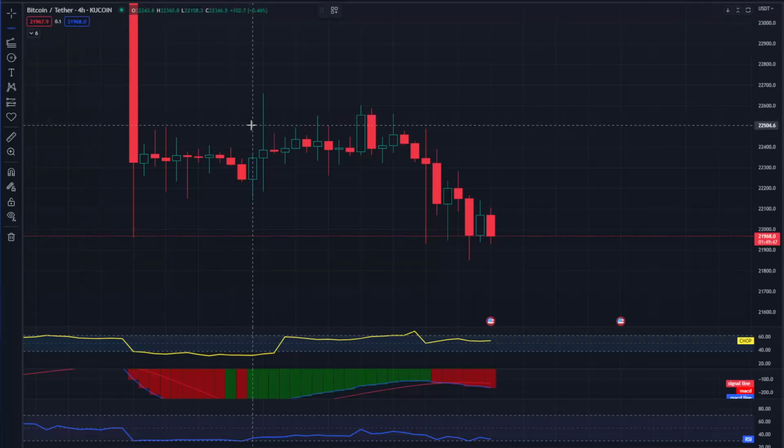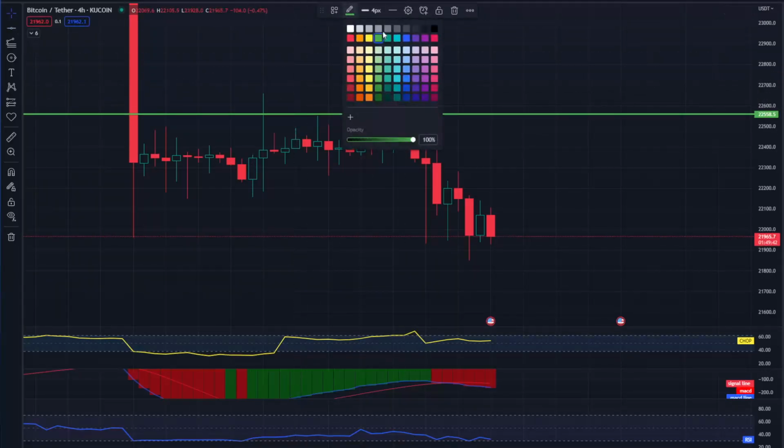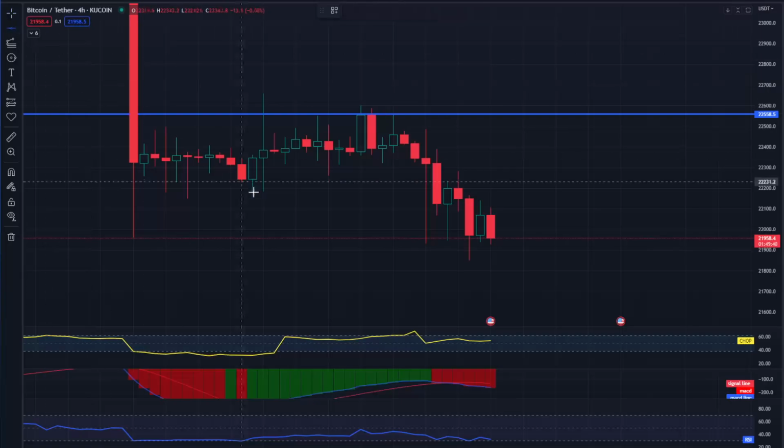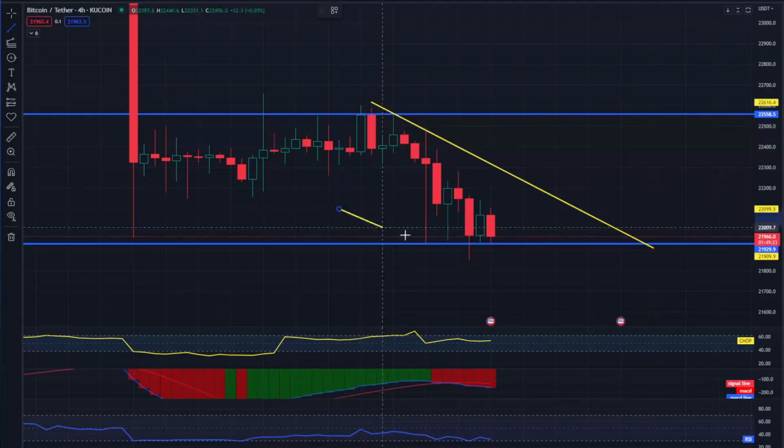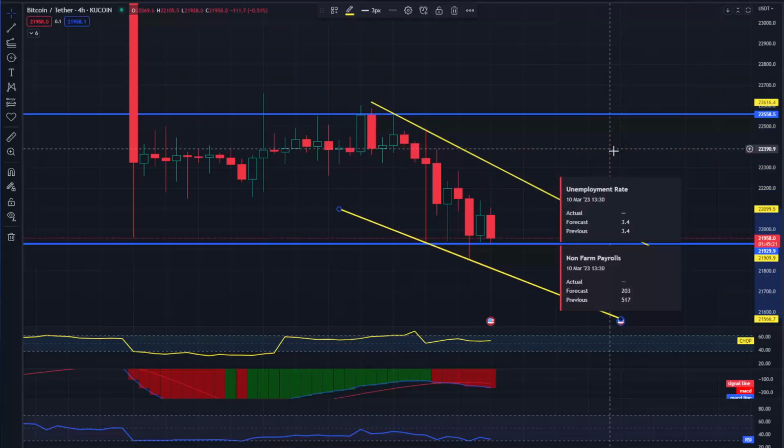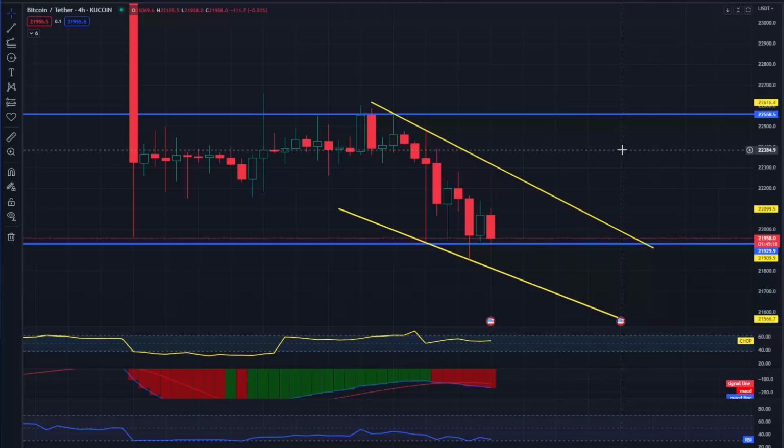Let's start by checking the current situation on the BTC to USDT pair, taking into account the 4-hour interval. First, we will use the blue lines to mark the sideways trend channel, but locally, we will use the yellow lines to mark the second downtrend channel.